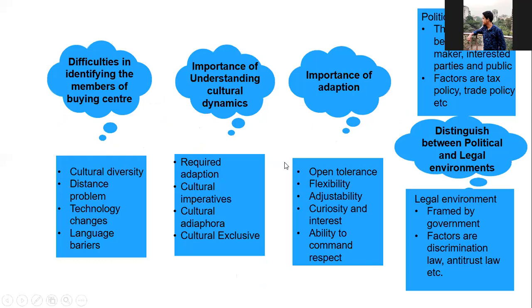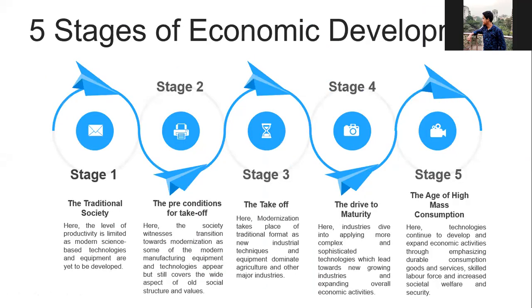Now, the next part, I will be answering the first question, which is what are the 5 stages of economic development? So, in stage 1, the level of productivity is limited as modern science-based technologies and equipment are yet to be developed. In stage 2, it is considered as preconditions for takeoff. Here, the society witnesses transition towards modernization as some of the modern manufacturing equipment and technologies appear, but still covers wide aspects of old social structure and values.